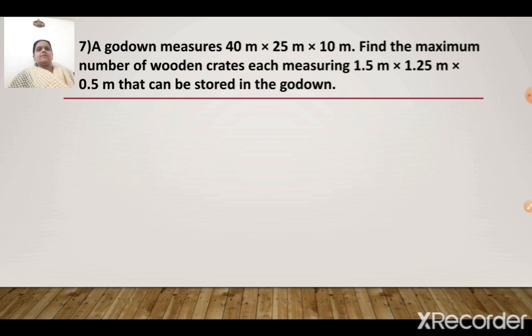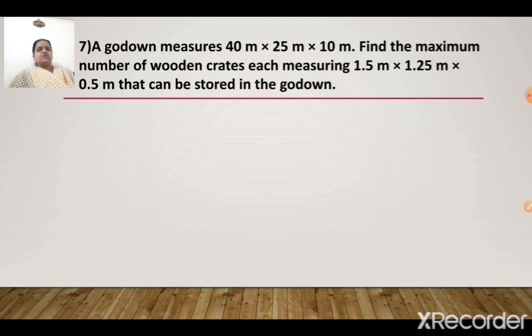Last period we completed till question number 6. Today we will continue with question number 7. A godown measures 40 meter into 25 meter into 10 meter. Find the maximum number of wooden crates, each measuring 1.5 meter into 1.25 meter into 0.5 meter, that can be stored in the godown.